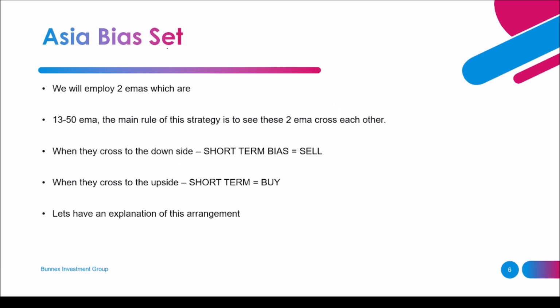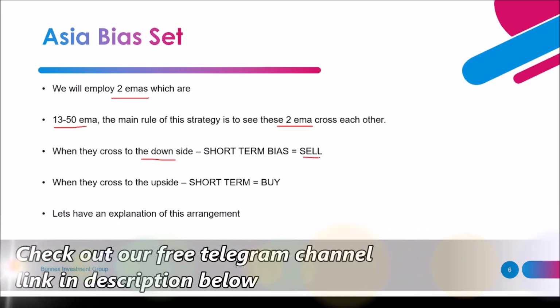Here's the Asian session bias set. We employ two EMAs, which are the 13 and 50 EMA. The main rule of this strategy is to see these two EMAs cross each other. Therefore, we need to see the 13 EMA crossing the 50 EMA to set the bias. When they cross to the downside, it means the short-term bias is to sell. And when they cross to the upside, it means the short-term bias is to buy.